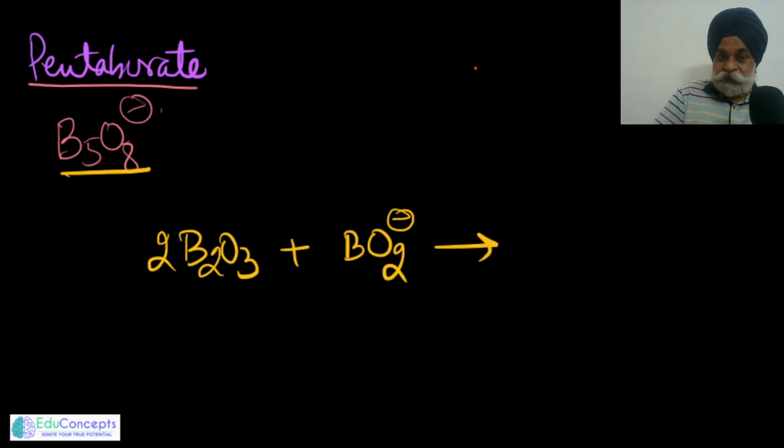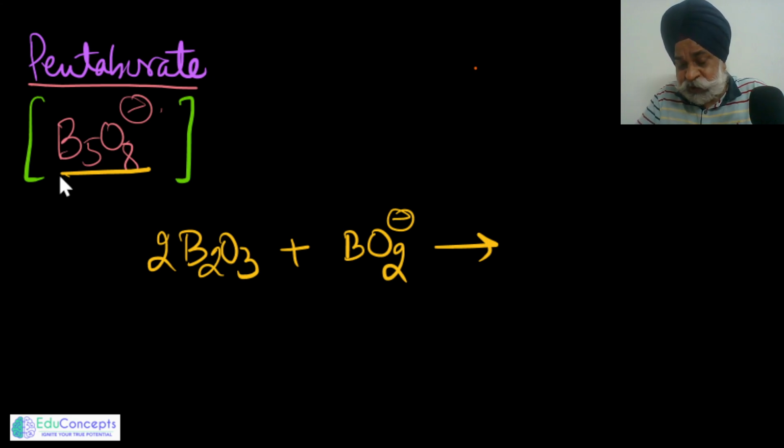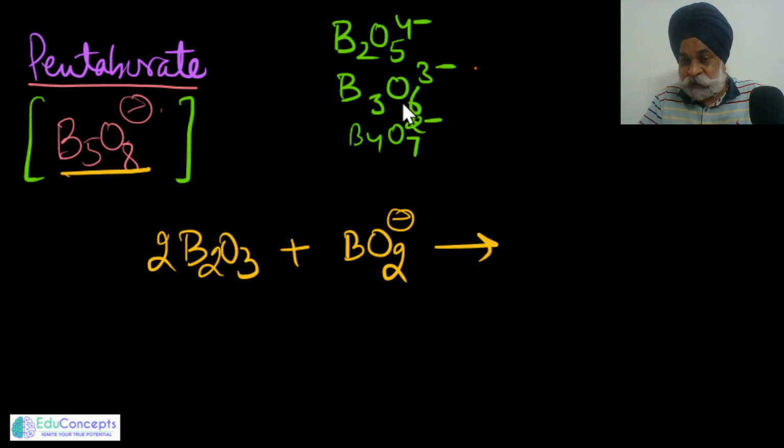So coming on to the next one, pentaborate. Pentaborate is B5O8 negative. Again, if this sort of a question comes in the paper and you haven't done it earlier, it would be very difficult to identify the structure of this molecule. And make it one thing more, as I did a few of the things like B2O5 4 negative we did, then we talked about B3O6 3 negative, and then we talked about B4O7 2 negative, something like this we have done.